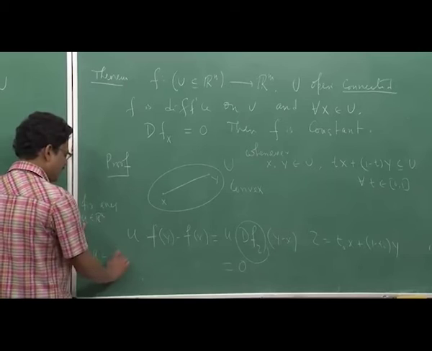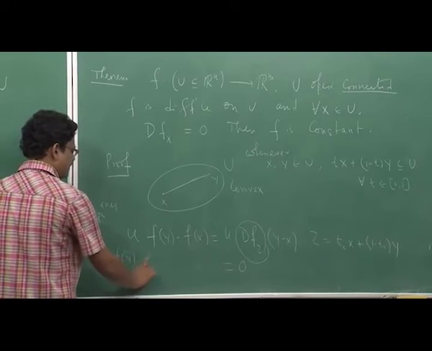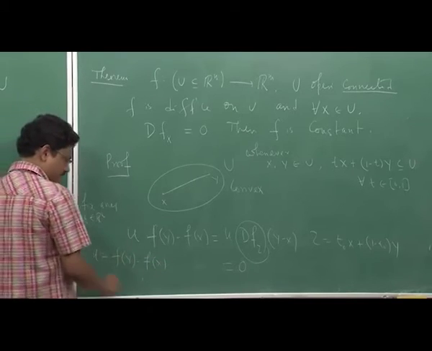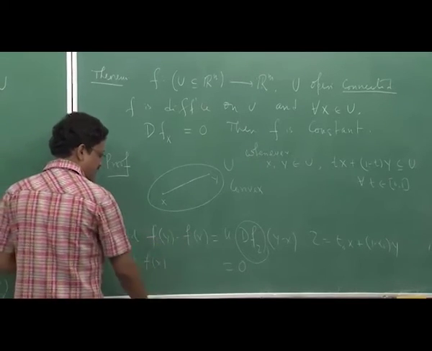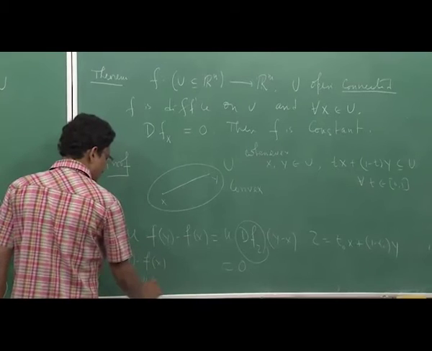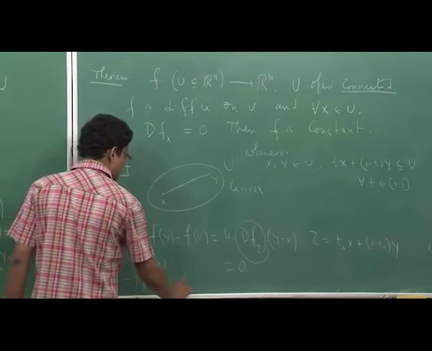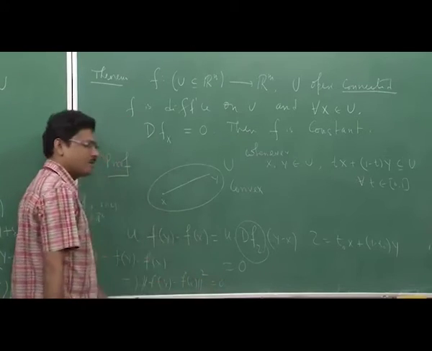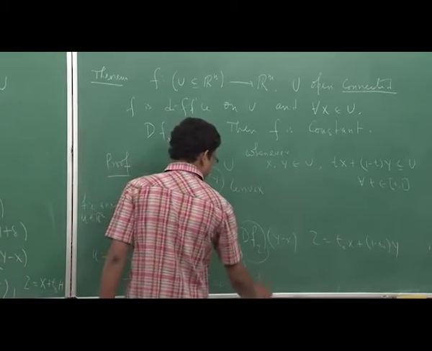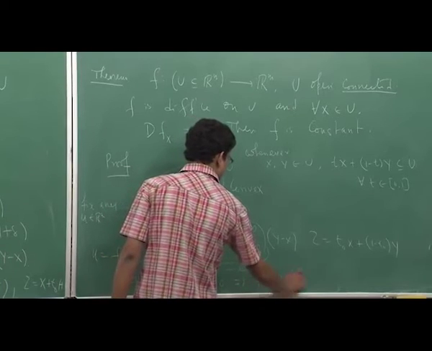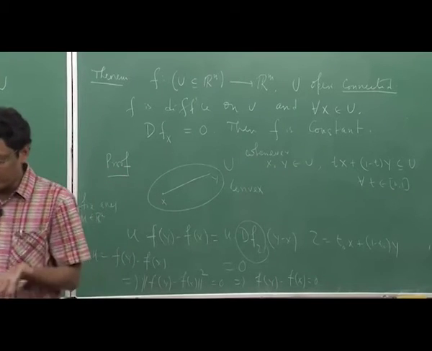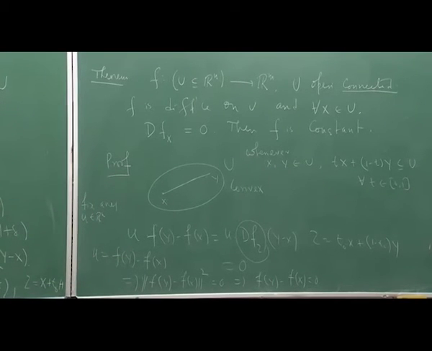Now, you can take u to be f(y) minus f(x), x and y are fixed. So, (f(y) minus f(x)) dot (f(y) minus f(x)) will give you the norm squared of f(y) minus f(x) equal to 0. Norm squared of something equal to 0 will imply f(y) minus f(x) equal to 0. So, f(y) equals f(x), and you can apply it for any two points as long as U is convex. Any convex set is open connected.